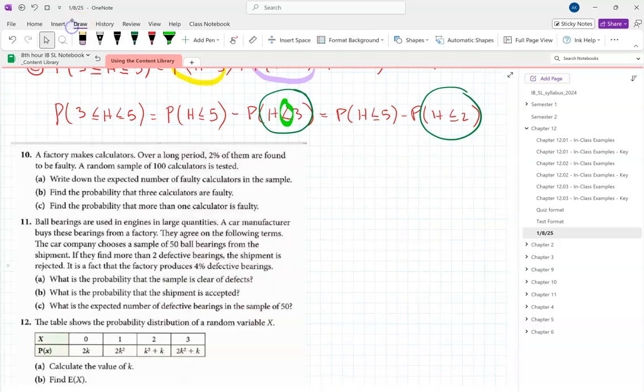So number 10 reads, a factory makes calculators. Over a long period, 2% of them are found to be faulty. A random sample of 100 calculators is tested. Write down the expected number of faulty calculators in the sample. Let's talk about the distribution first. What kind of distribution is this?